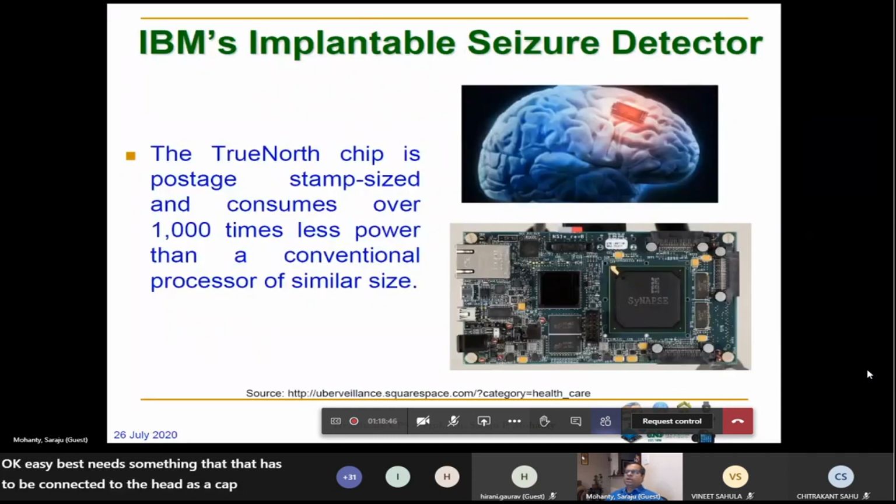Anyway, this important problem is also evident from the fact that IBM has the TrueNorth chip. This is a relatively recent work where, as far as I know, they have modeled around 10 years of EEG data, and that is why they are able to detect seizures very accurately. That is their claim.